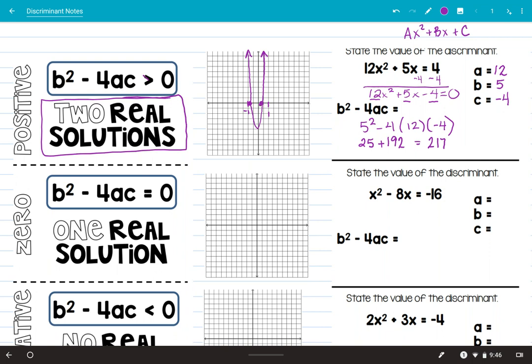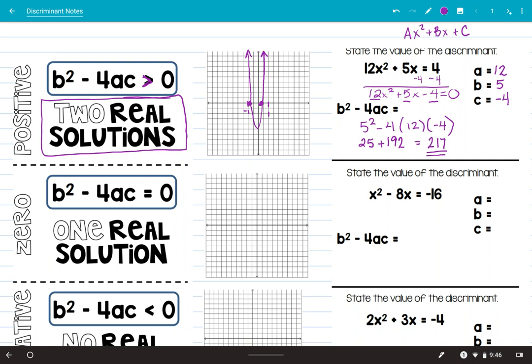So if anything is bigger than 0, we say it has 2 real solutions. When you do the assignment, you're going to have to tell me what the b squared minus 4ac came out to be, and if it's 2, 1, or no solutions. So make sure you write this down in your notes. It'll make it a lot easier.